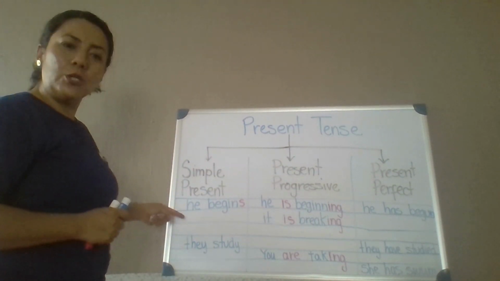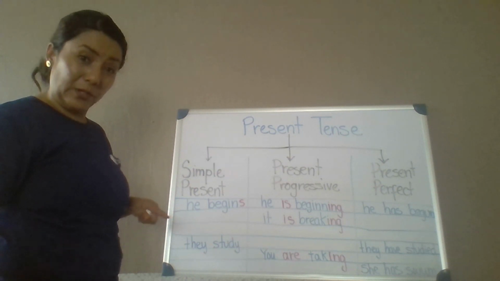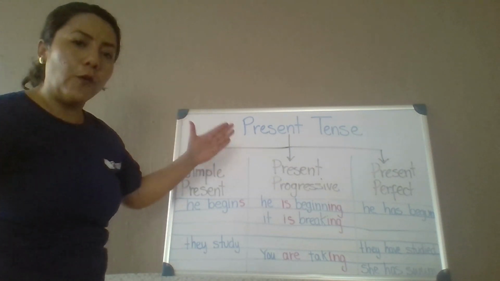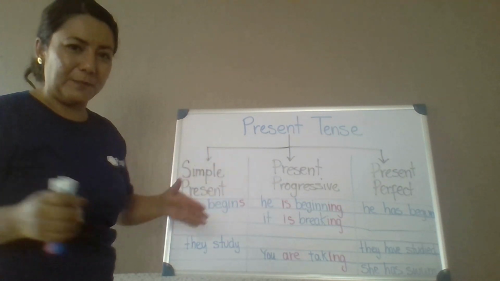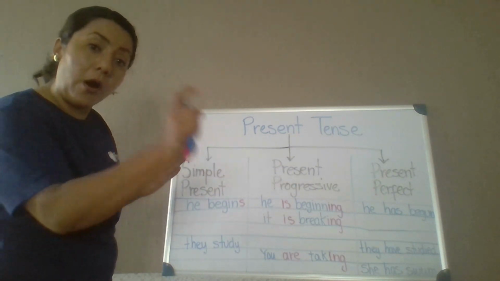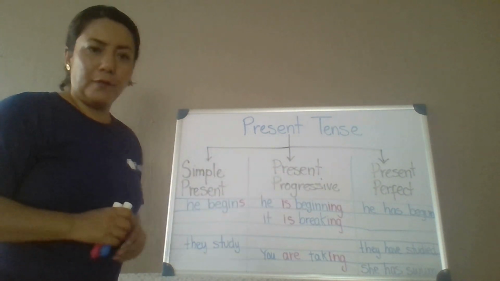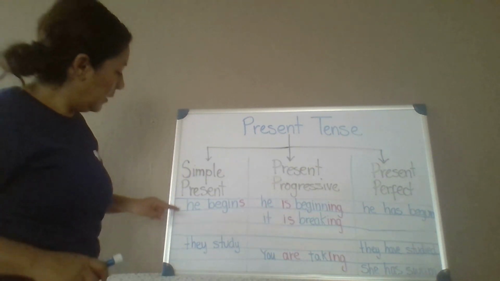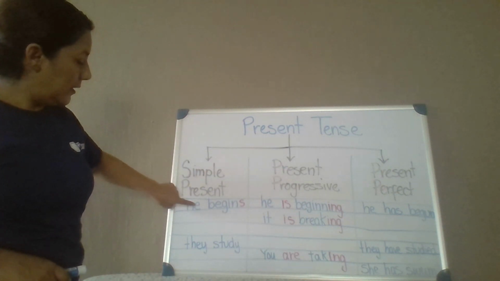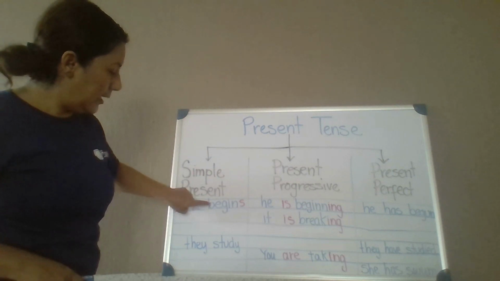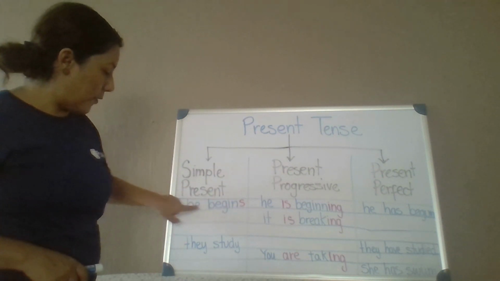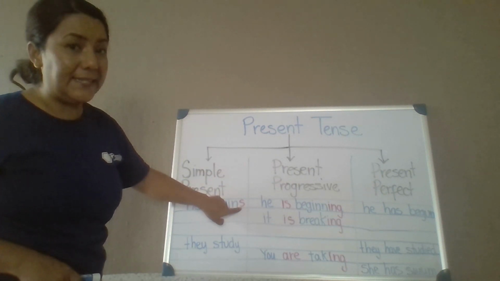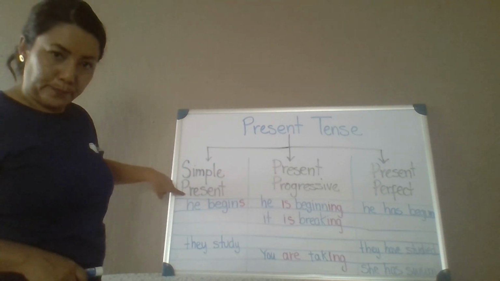Okay, this is the chart like the one you have in the book. All you have to do is fill it in with the correct formula. I like to call this formulas because we need to look at each of the parts required for each of the tenses, each of the present forms. Now, the first one says, for simple present, he begins. And remember, he, she, or it have an S or ES at the end of the verb in simple present.